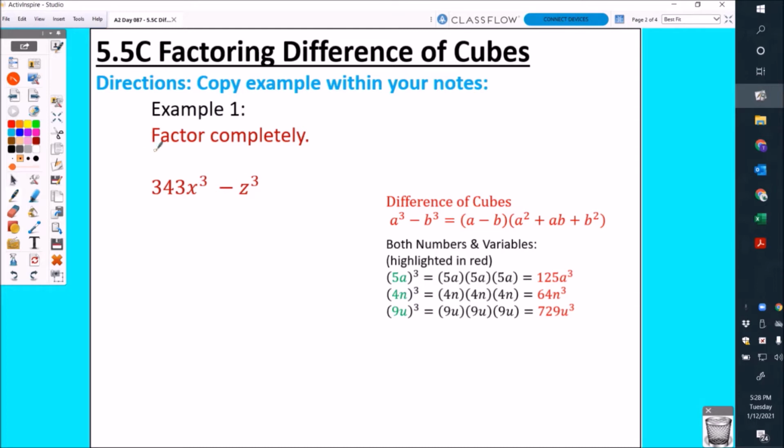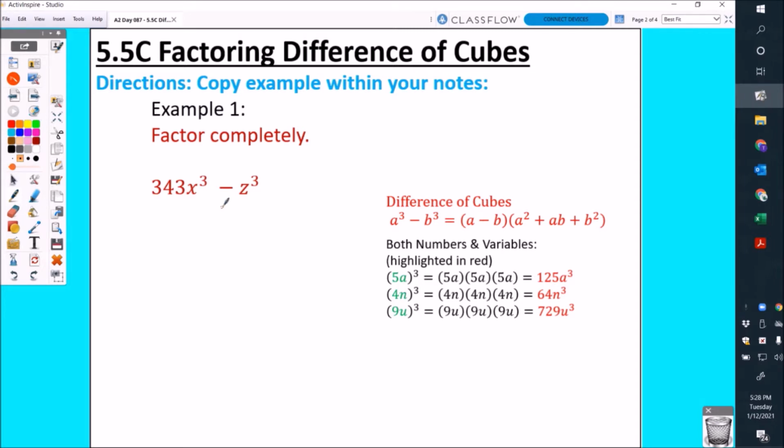So first off, example 1, factor completely 343x to the third minus z to the third. One thing I haven't mentioned in the previous section was, when it comes to factoring completely, you always want to check if there is a GCF before conducting any kind of factoring. If you look between the first term, 343x to the third, and the second term, z to the third, there's nothing in common, so there's no GCF.